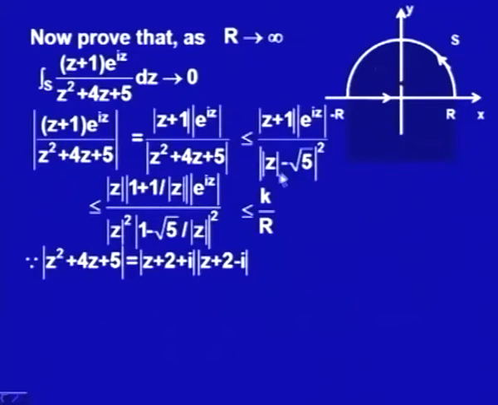So, if now I use this ML inequality with this bound, what I would get would be again a constant. Now, let us see the explanation for getting z square plus 4z plus 5 as larger than mod z minus square root 5, whole square.